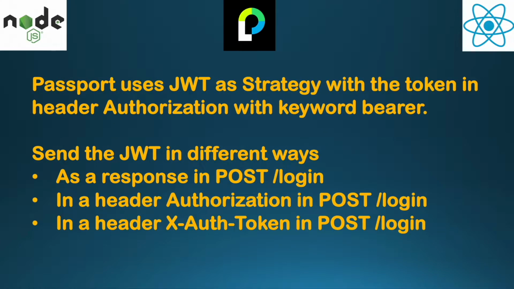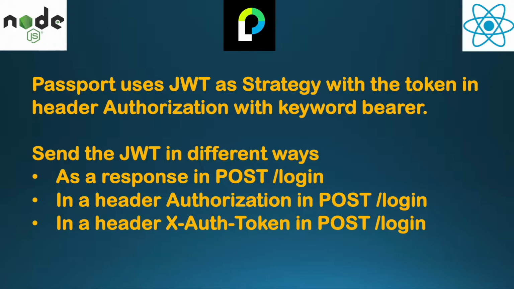Then what were we saying? Passport uses JWT as strategy. So the strategy we want is JSON Web Tokens with the token in header authorization with keyword bearer. So we will send the token in the request, in the get requests, in the header field authorization with the keyword bearer.